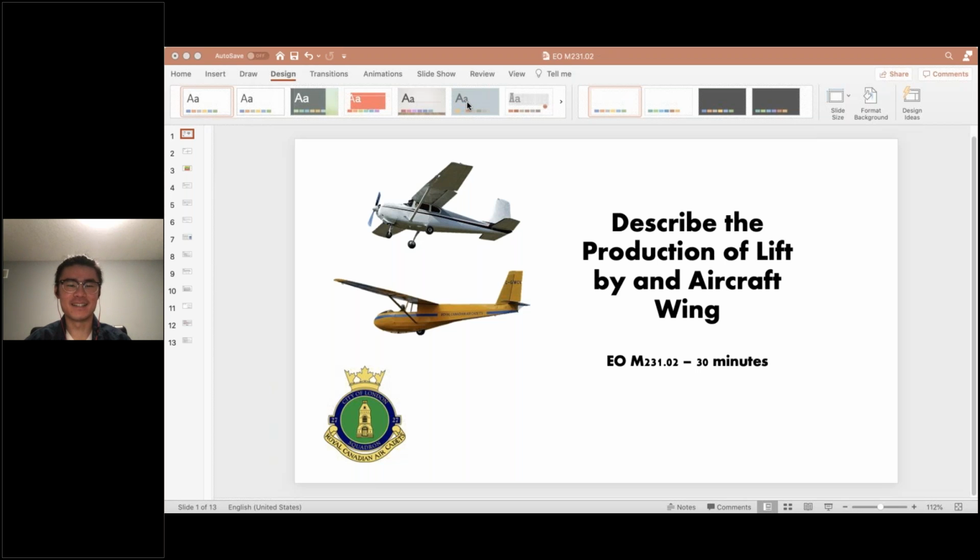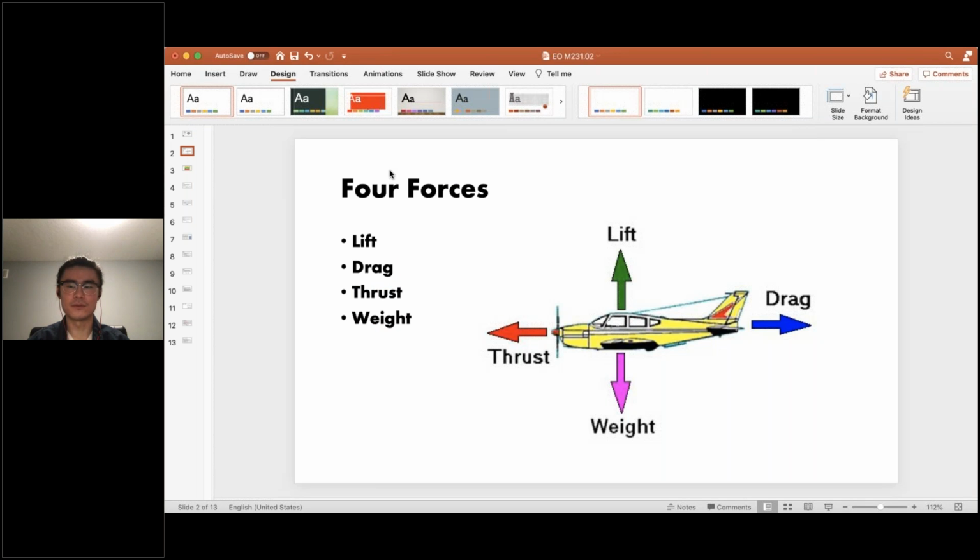Okay, all right. Tonight we're going to describe the production of lift by the aircraft wing, and this would be EOM 231.02. Cool. So a little review.